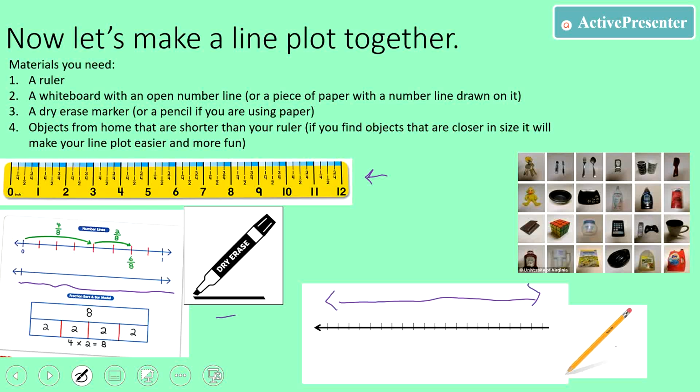And then the fourth thing is objects from home that are shorter than your ruler. And the hint is if you find objects that are closer in size, it will make your line plot much easier and more fun. You won't have to do as many numbers. So go around and maybe you want like 10 objects from home that you can measure. So pause the video and find all the materials. And then we'll get started.